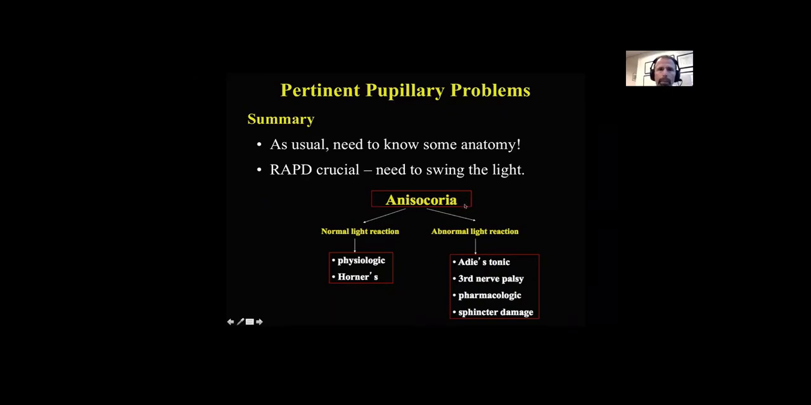Is there any pupillary abnormality common in, I believe CP is meant to be cerebral palsy, in the child? Not that I know of, no.